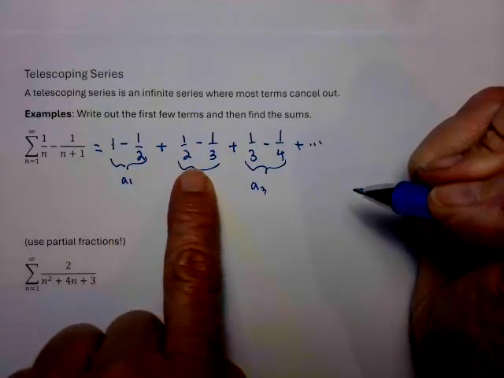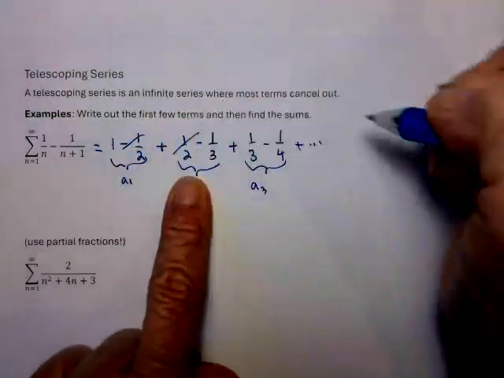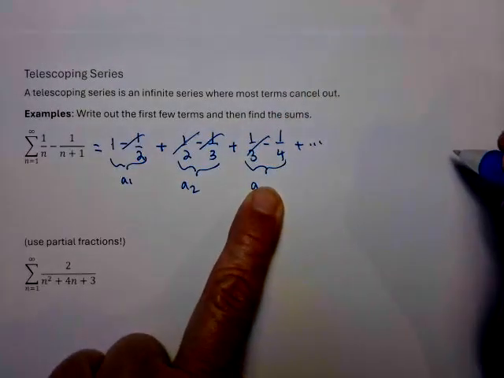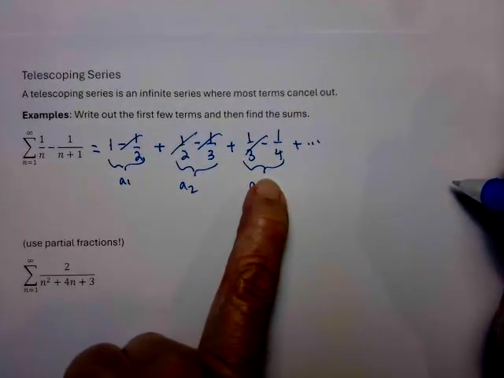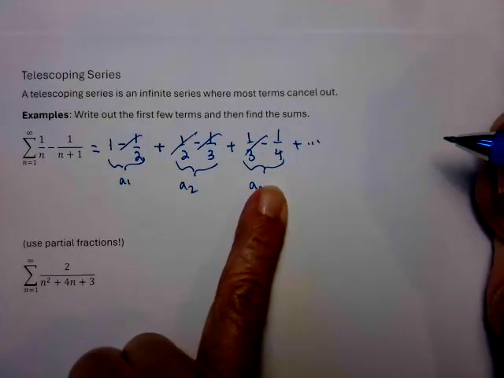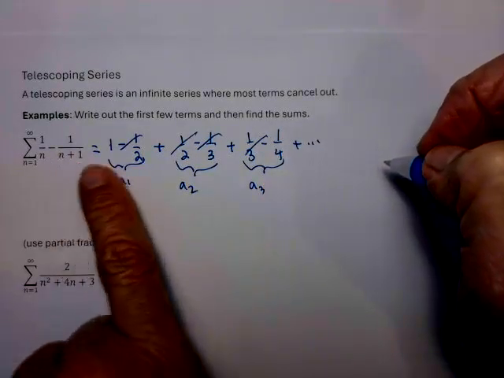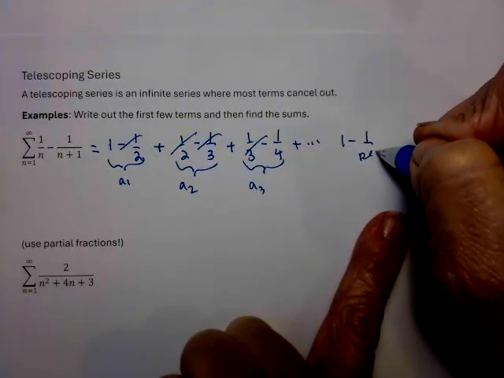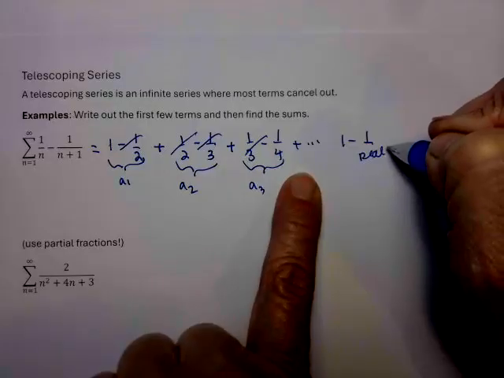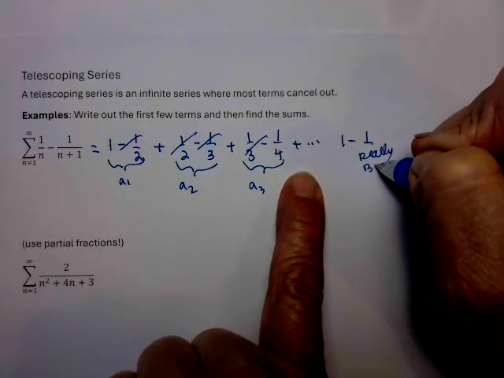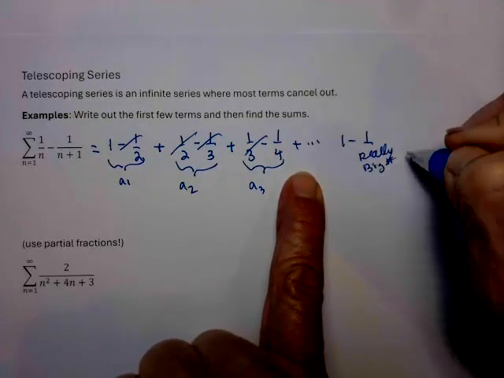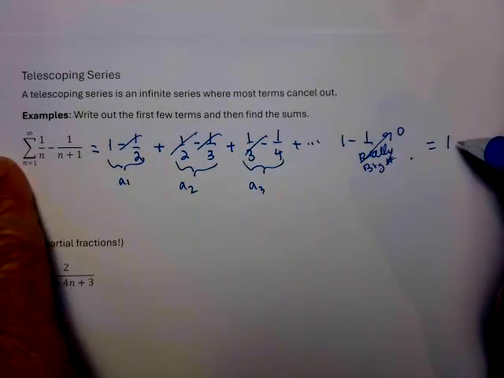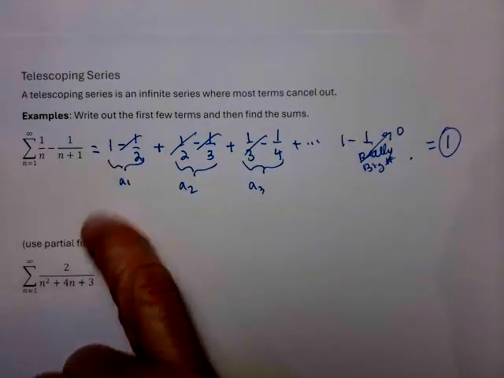So I have a negative 1/2 and a positive 1/2. Gone. Negative 1/3, positive 1/3. Gone. Right, all the way out. What's that last term we're going to add on? It's going to be 1 over a really, really big number. So 1, right, minus 1 over some really big number. That's what's going to be left. And 1 over a really big number is 0. So that telescoping series adds to 1.